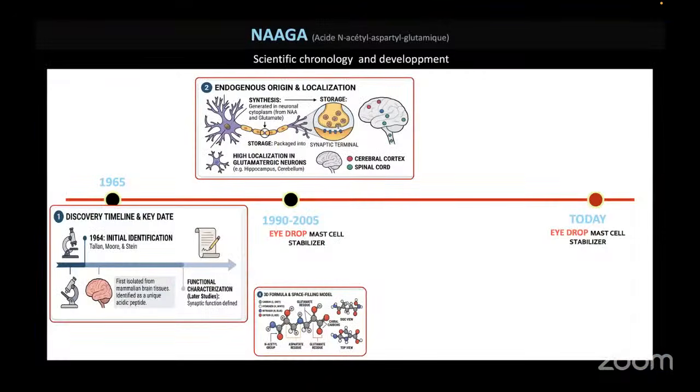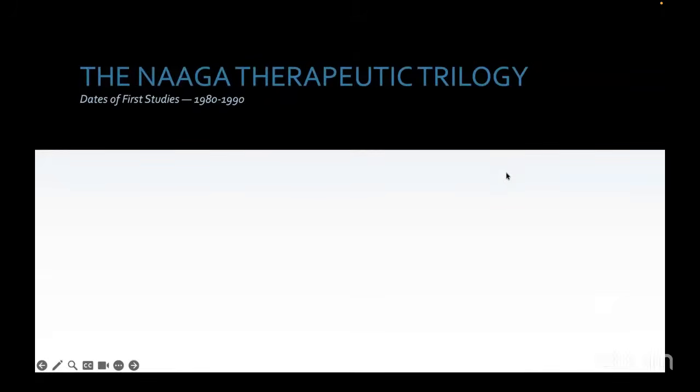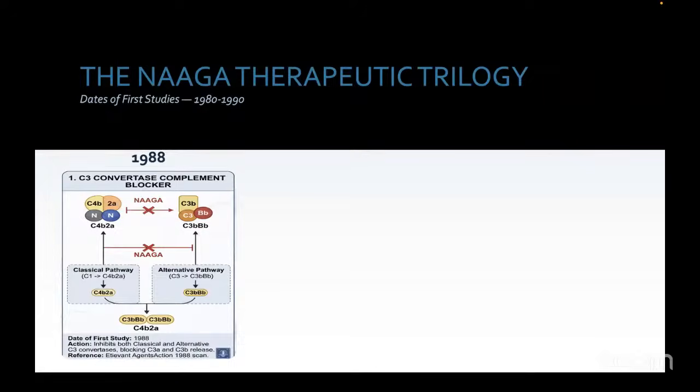This NAGA, N-acetyl aspartyl glutamic acid, was discovered in 1964. It was initially identified as and isolated from mammalian brain tissue, and it's synthesized by the neurons of the mammal. Since 1990, it's been commercialized as an eye drop for allergy as a mast cell stabilizer. It took more than 20 years to identify the main function of this molecule, and there were three main ways of use of this molecule.